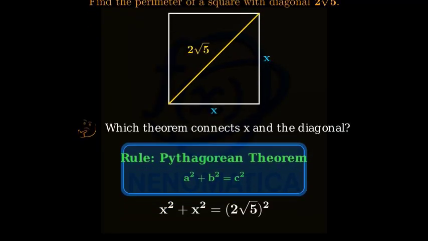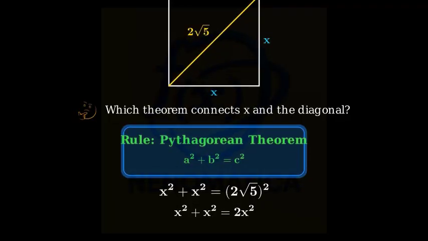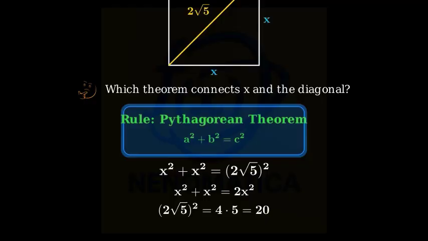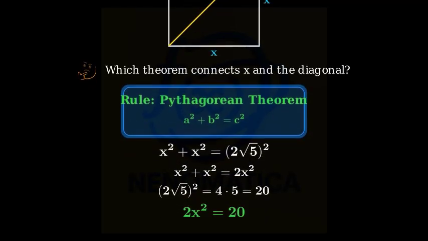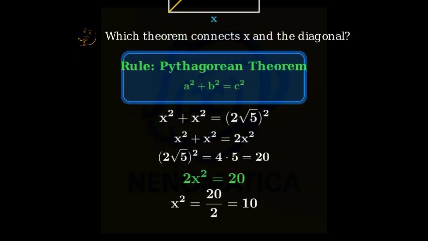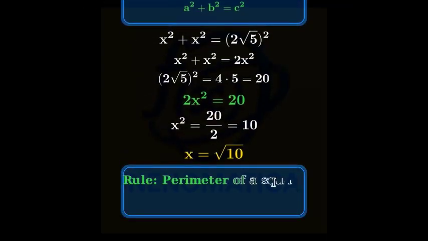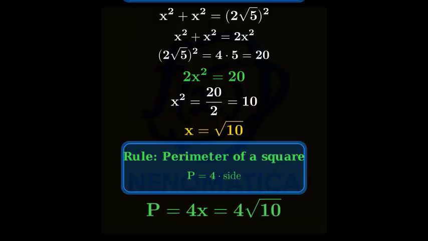So x squared plus x squared equals the diagonal squared. Simplify both sides. X squared plus x squared is 2x squared. The square of 2 square root 5 is 20. Therefore, 2x squared equals 20. Now isolate x squared. Divide both sides by 2 to get x squared equals 10. The side length is the positive square root. X equals square root 10. To find the perimeter of a square, multiply the side by 4. So the perimeter equals 4 square root 10.